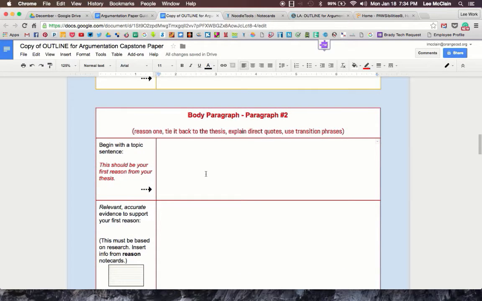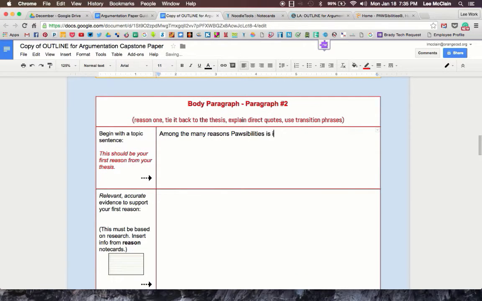So I might say something like this. Among the many reasons Possibilities is a worthy charity, the fact that it is a no-kill shelter stands out.